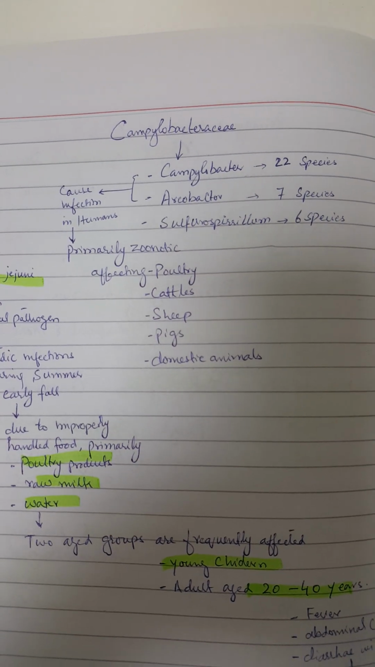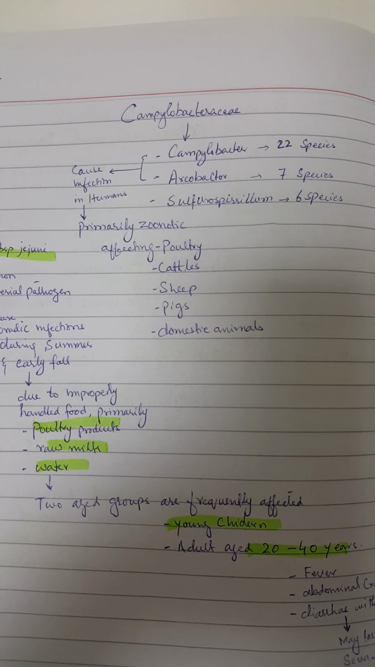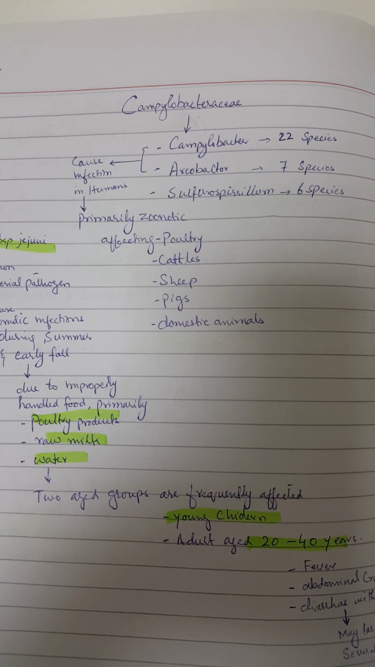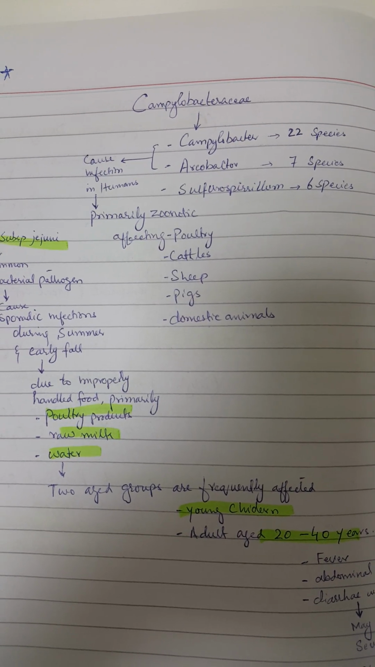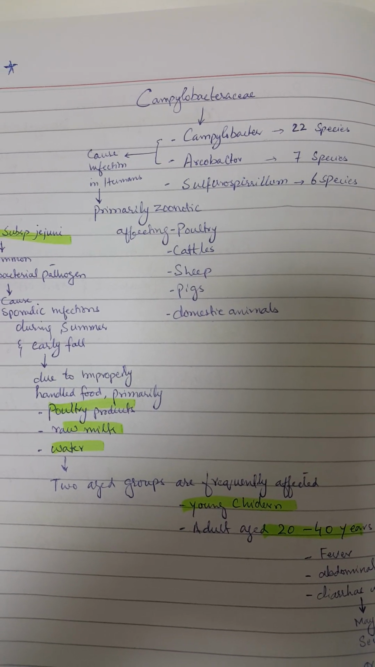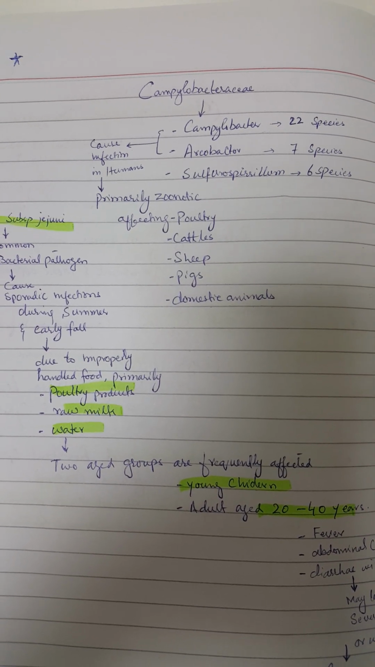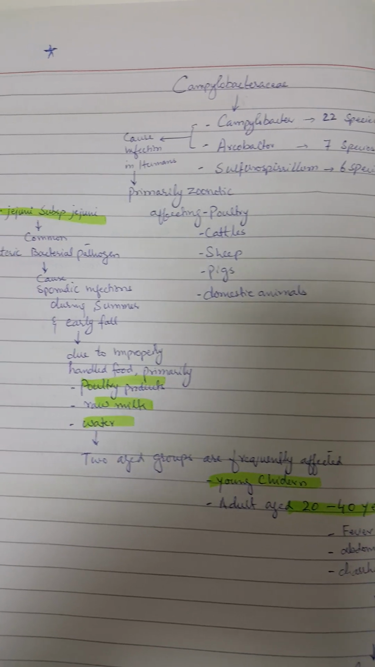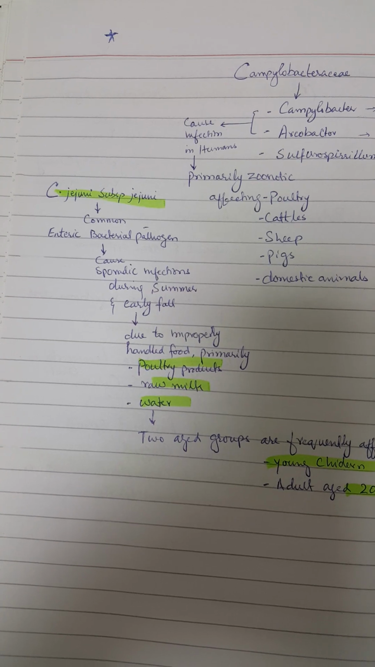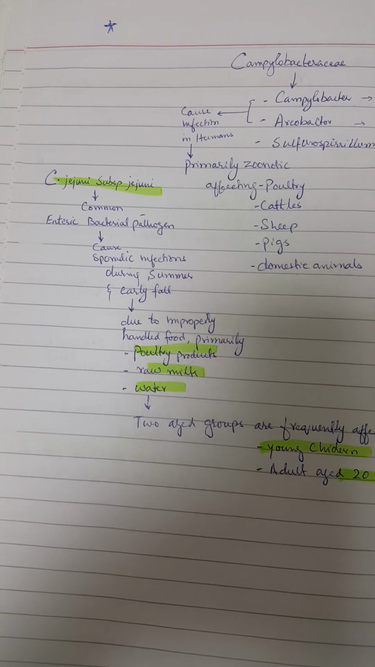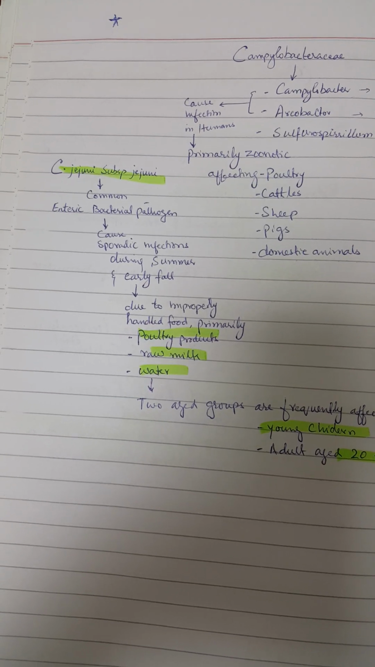Campylobacteraceae have 22 species, of which Arcobacter has 7 species and Sulfurospirillum has 6 species. Campylobacter and Arcobacter are known causes of human infection. Primarily their source is zoonotic, affecting poultry, cattle, sheep, pigs, and domestic animals. C. jejuni subspecies jejuni is a common enteric bacterial pathogen causing sporadic infection during the summer and early fall due to improper handling of food, primarily poultry, powder, raw milk, and water.